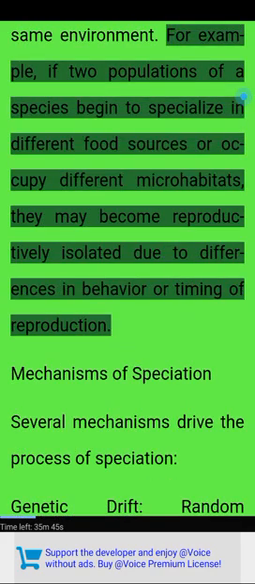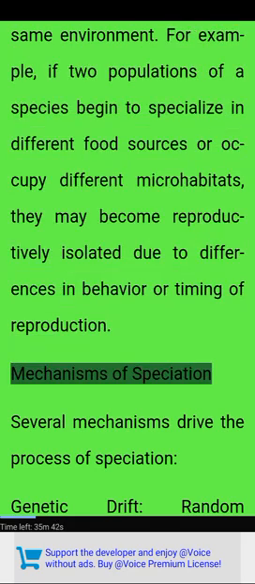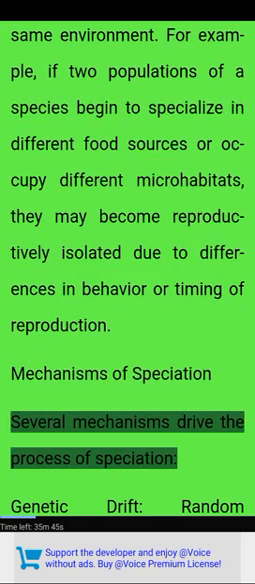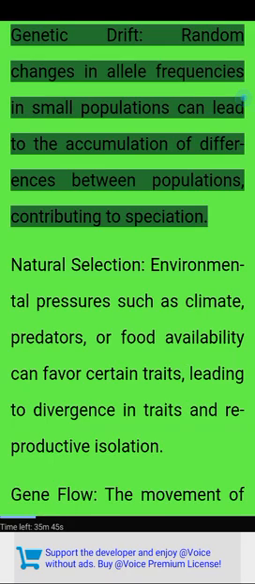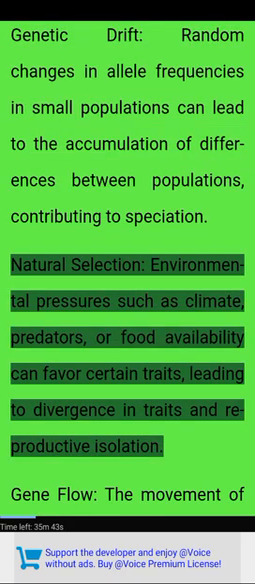For example, if two populations of a species begin to specialize in different food sources or occupy different microhabitats, they may become reproductively isolated due to differences in behavior or timing of reproduction. Mechanisms of speciation. Several mechanisms drive the process of speciation. Genetic drift. Random changes in allele frequencies in small populations can lead to the accumulation of differences between populations, contributing to speciation. Natural selection. Environmental pressures such as climate, predators, or food availability can favor certain traits, leading to divergence in traits and reproductive isolation.